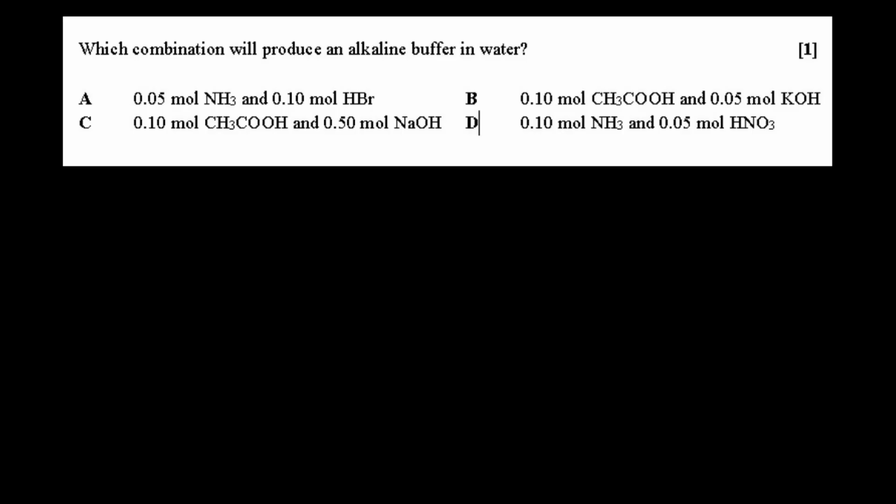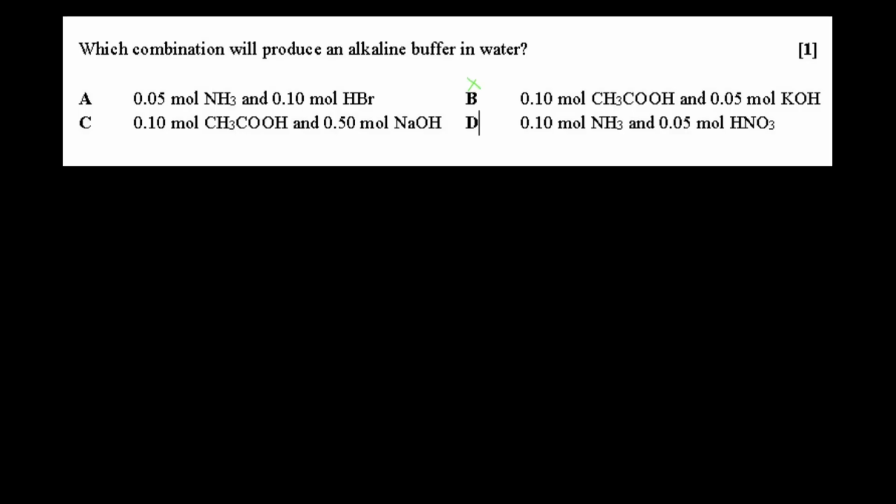Okay, so the question is which combination will produce an alkaline buffer in water? So we know that an alkaline buffer is produced by mixing a weak base and its salt with a strong acid. The four options are given to us. We see that in option B there is a weak acid and strong base. So this cannot make an alkaline buffer. So this is not an option.